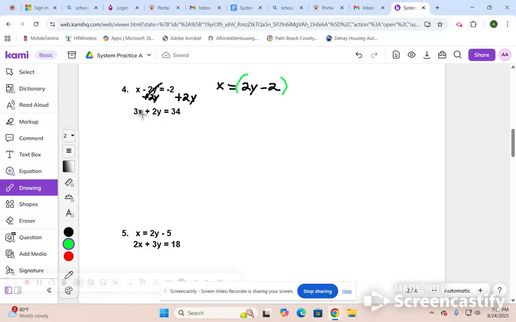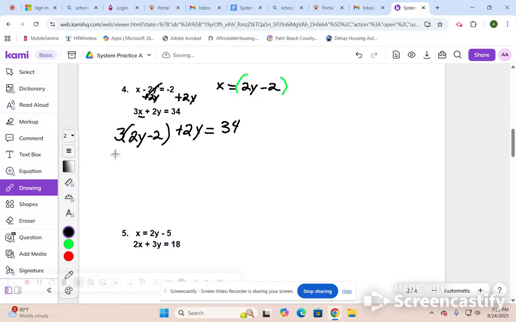So in the second equation, I can replace x with 2y minus 2. When we're talking about substitution, we can use a replacement for x or we can use a replacement for y. And we just use whatever is easiest. So in the second equation, we're going to replace x with 2y minus 2 because we have a replacement for x this time, not y. And then copy the rest of the equation.